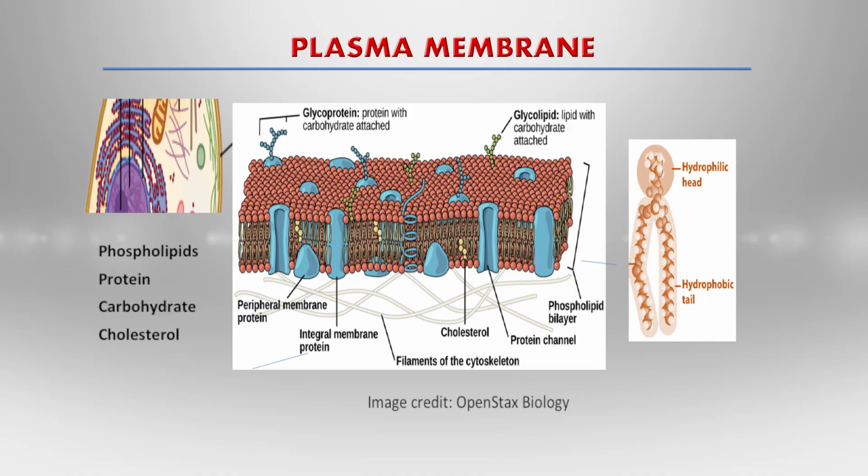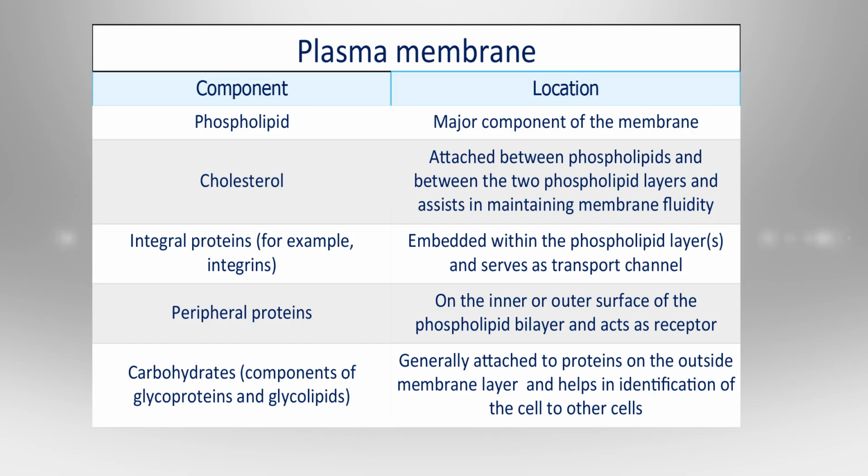The proteins embedded in the plasma membrane serve as protein channels and for interaction with other molecules. You know, the phospholipid is a main component of the plasma membrane because of its bilayer nature. So, they make the bilayer composition. It means there are two layers in the membrane formation of the plasma membrane. The components of the plasma membrane are phospholipid, cholesterol, integral proteins, peripheral proteins and carbohydrate components of glycoproteins and glycolipids.